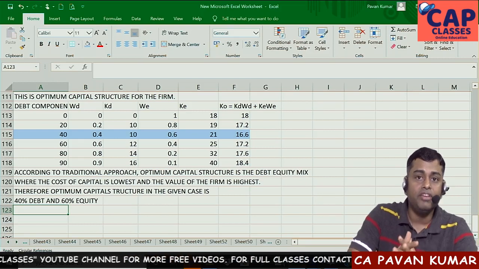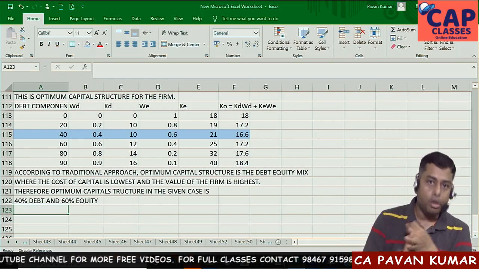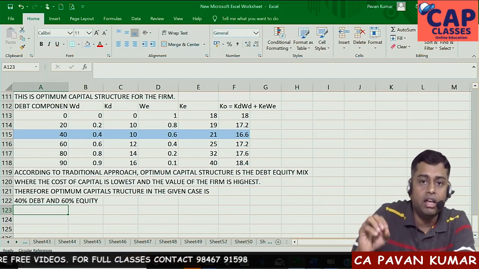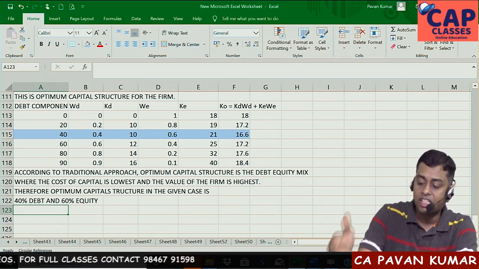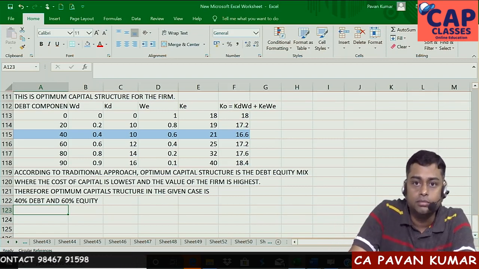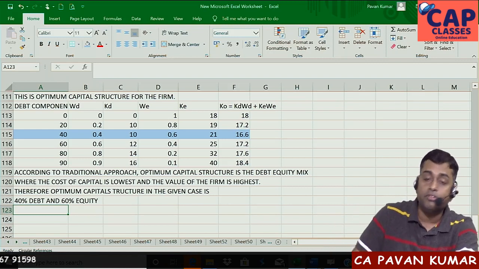So with this we completed net income approach, net operating income approach and traditional approach. Only one approach is pending, Modigliani and Miller approach. Once we do that, the cost of capital chapter and capital structure chapter will be over. Any doubts in this problem before we move further?